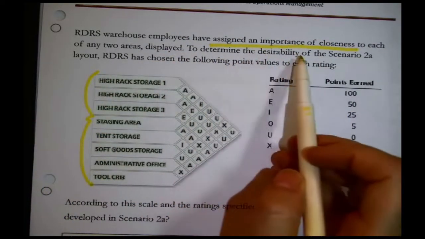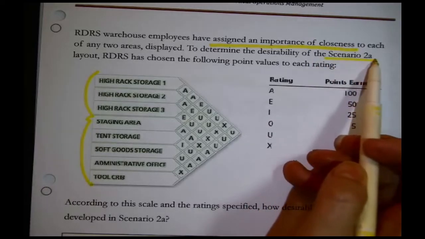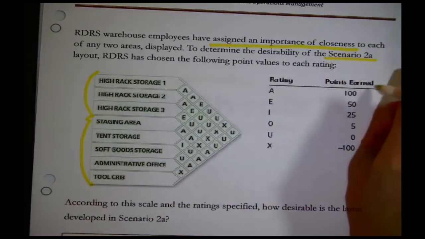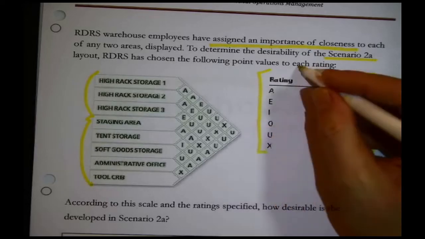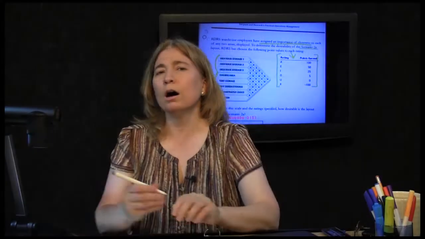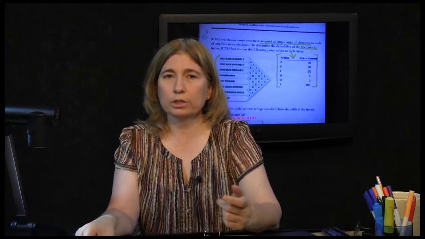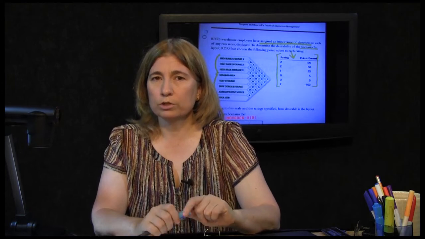To determine the desirability of the scenario 2A. Oh, well, interesting. We already have a layout. RDRS has chosen the following points value to assign to each rating. Okay, and that's what this is over here. Oh, all right. Now, wait. In this scenario, we actually have, from the scenario before, a layout in which to assess.